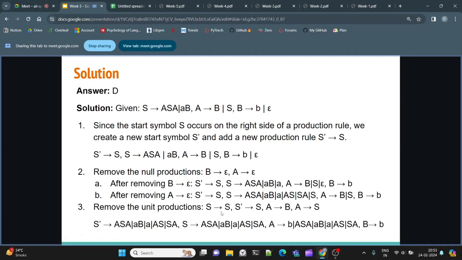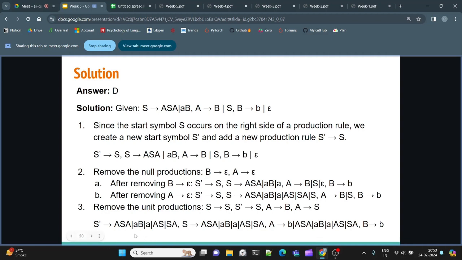Finally, next I have to remove the unit productions. So there are four such unit productions over here: S to S, S dash to S, A to B, and A to S. If I remove them one by one, finally I would obtain this. That is not there in the slides, as we discussed previously, so it is not elaborated over here. But once you're done with it, you can check that this is what you would get finally. Very similar to what we had done previously.